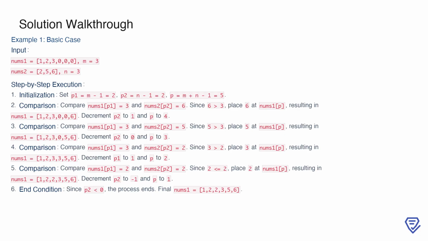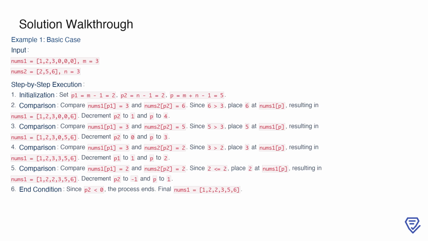To begin, we initialize 3 pointers: p1 pointing to the last element in the valid part of nums1, which is at index 2; p2 pointing to the last element in nums2, also at index 2; and p pointing to the last available position in nums1, at index 5. Now, we compare the elements at p1 and p2. Since nums2[p2], which is 6, is greater than nums1[p1], which is 3, we place 6 at nums1[p].